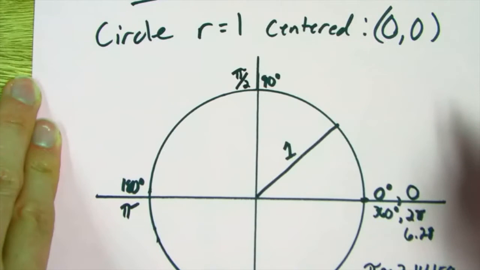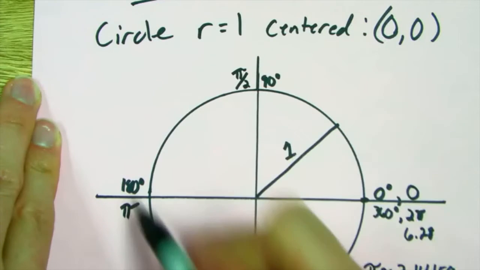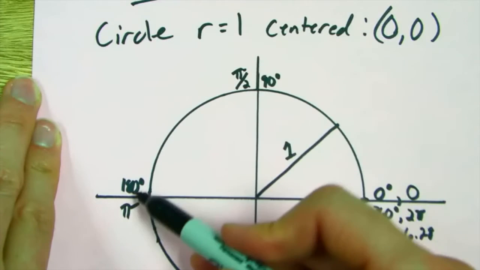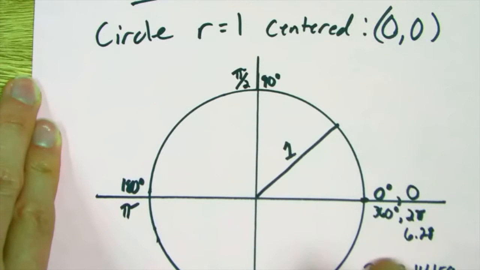How many would this one be? How would 3/4 of a turn, or of a circle, be? Well, that'd be 1/2, 2/2, 3/2 of a pi. So 3 pi over 2 is how we're going to write that.